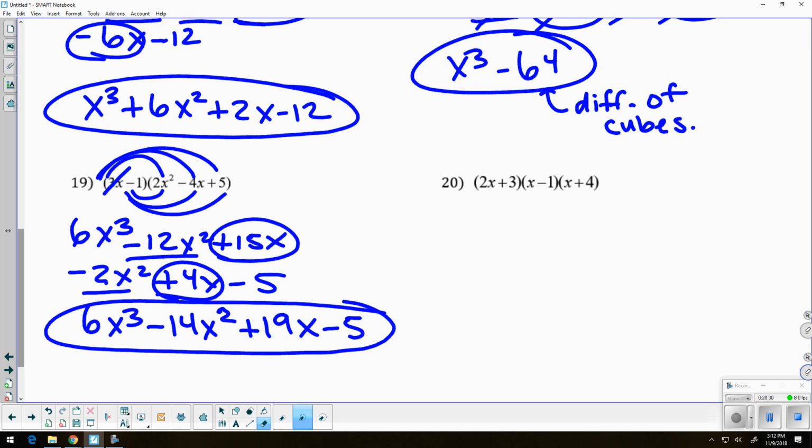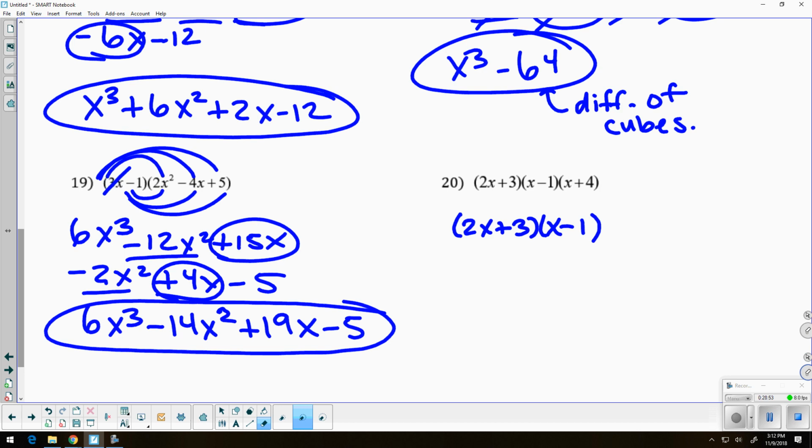Okay. So for this one, you have three binomials being multiplied. You can't multiply all three of them at the same time, so you can only do two at a time. So let's just say we want to multiply the first two: 2x plus 3 times x minus 1. Just do two at a time. And then once we have that answer, we're going to multiply it by the third binomial, the x plus 4.